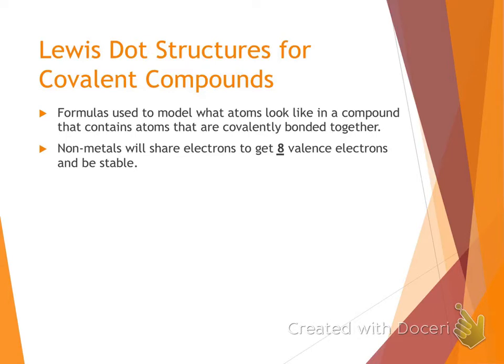Nonmetals are always sharing electrons to get 8 valence electrons and be stable. So rather than that complete transfer of giving and taking, they're sharing it, which we have seen represented in those little lines between elements that represent 2 electrons being shared.